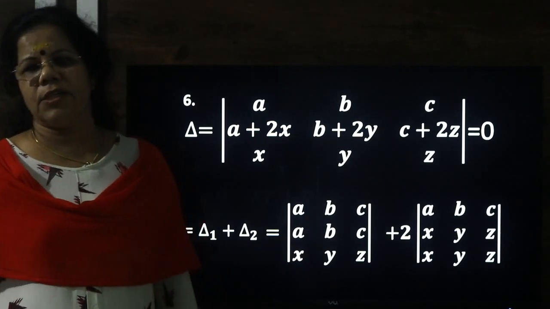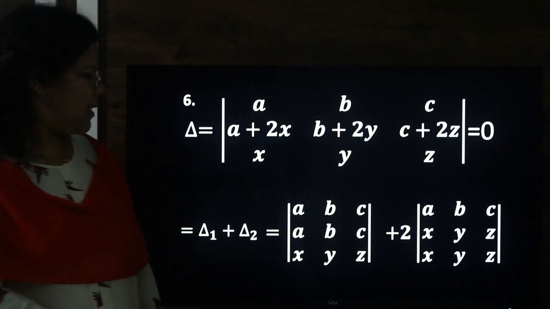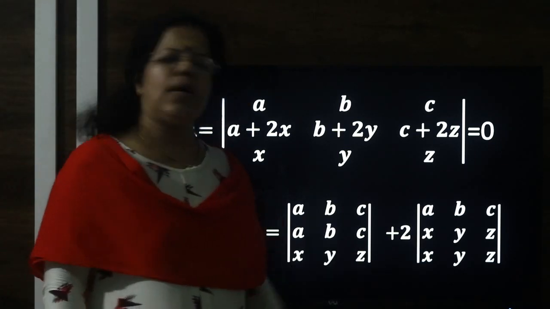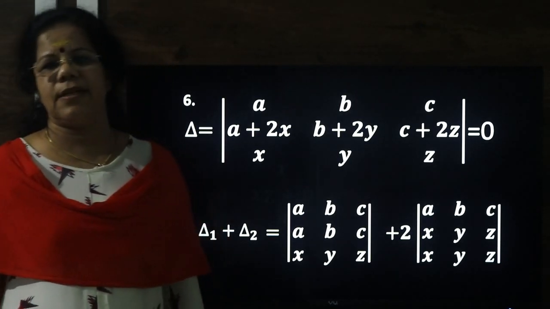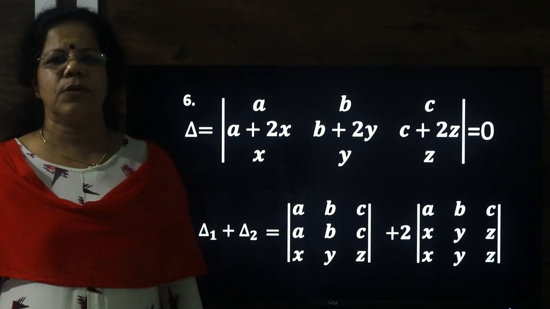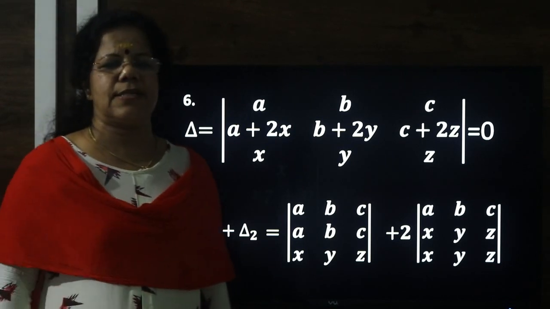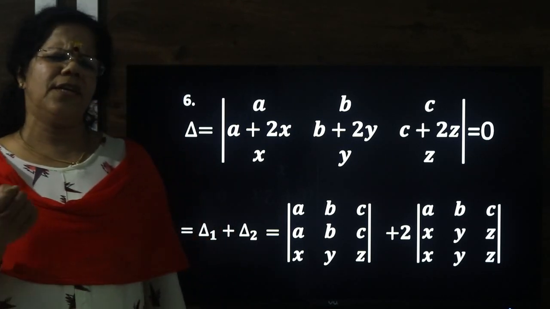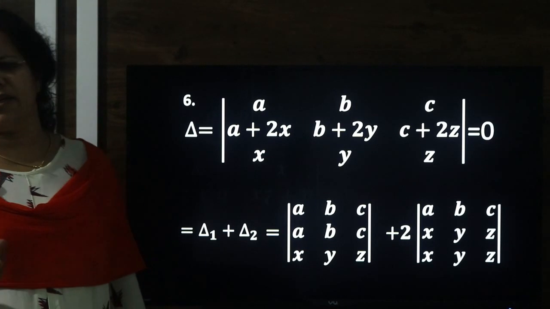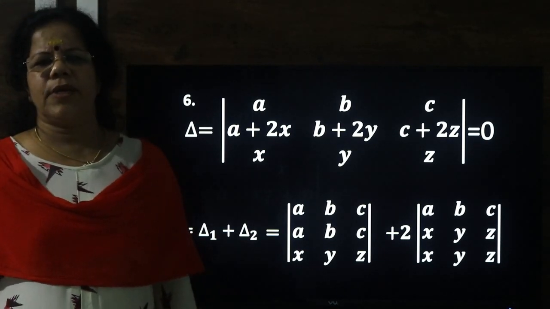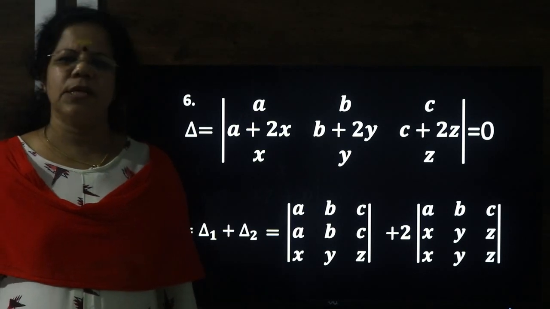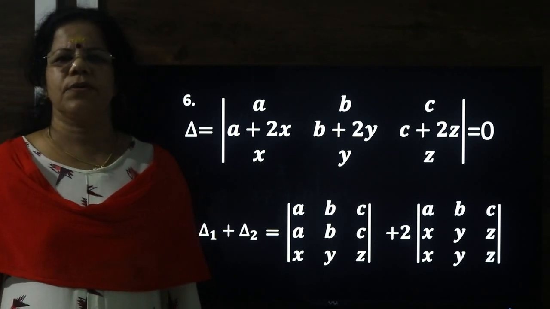In delta 2, what are identical you see? Second row identical with the third row. So once again R2 identical with R3. The determinant value is 0. 2 is taken outside, common factor is taken outside. Otherwise also if any one of the rows is a scalar multiple of the other, then also determinant value is 0 only. Right? So this way delta 1 plus delta 2, once again 0 plus 2 into 0, which is equal to 0. Now let us go to the next one.